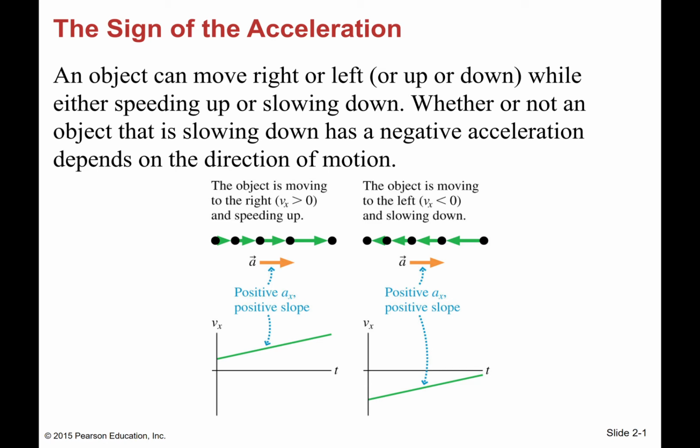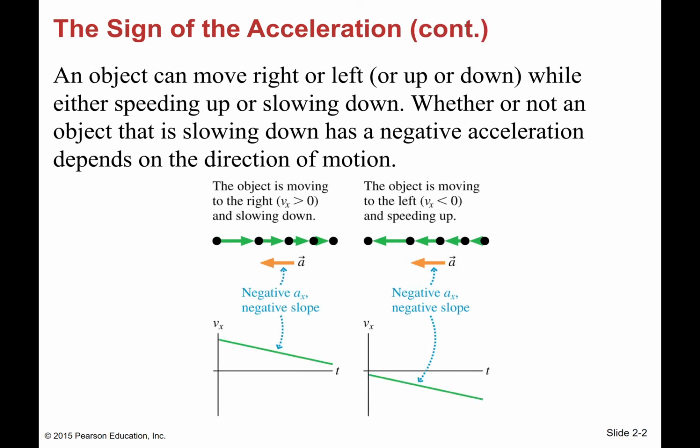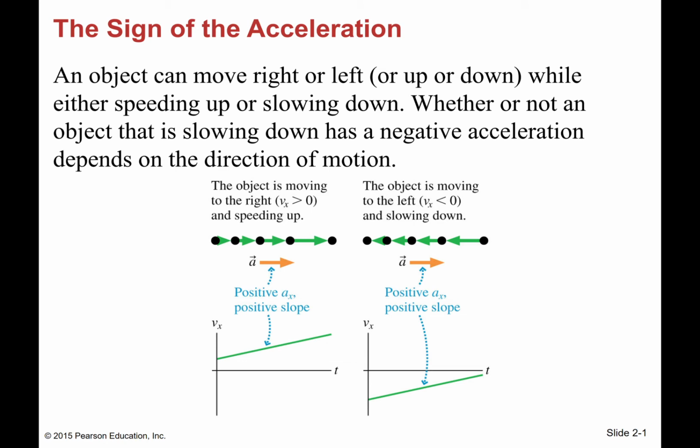So we have the case in which the velocity is positive and the acceleration is positive. Now we have the case in which velocity is negative and acceleration is positive. And then we have the case in which velocity is positive and acceleration is negative. And finally, we have the case in which velocity is negative and acceleration is negative. Let's see what happens in each one of those cases.